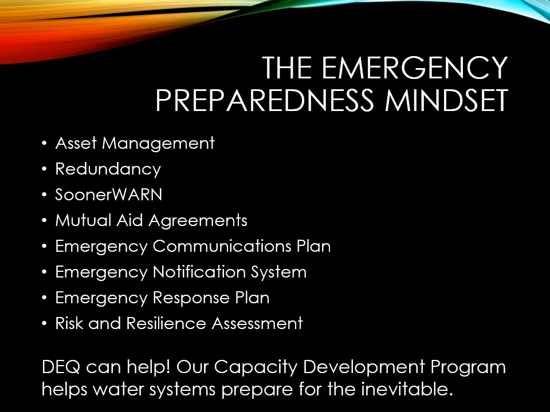An emergency response plan is required for all systems serving more than 3,300 people by the American Water Infrastructure Act, or AWIA. However, every water system can use the AWIA guidelines to establish their own emergency response plan. Your water system should also perform a risk and resilience assessment. This is another AWIA requirement that all water systems should complete to know the risks for each particular water system and have a plan in place to address those vulnerabilities should the need arise.